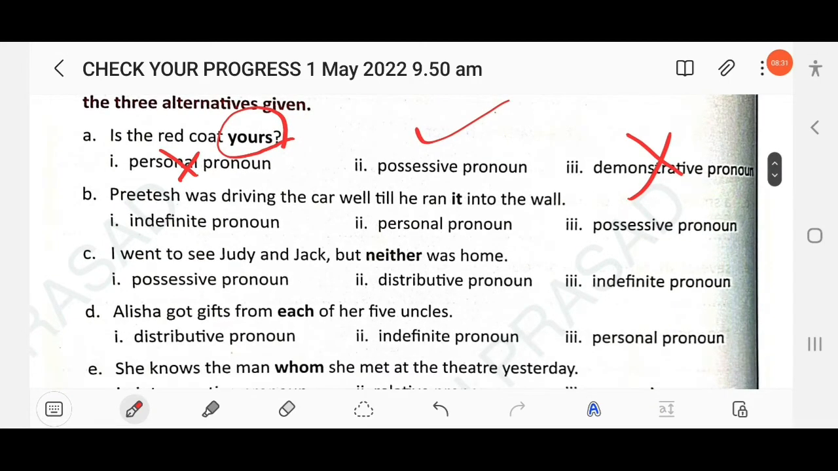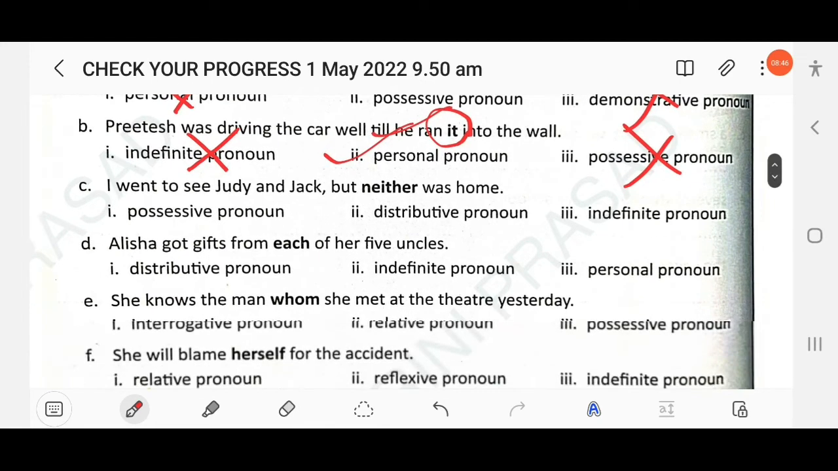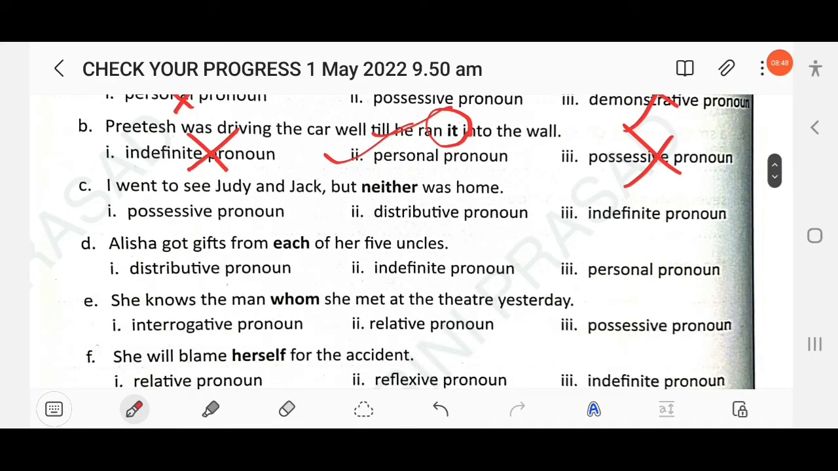Then next, Pritish was driving the car well till he ran it into the wall. So here it, this is a personal pronoun. So here you have to cross indefinite and possessive, tick on personal pronoun. Second one. Then next, I went to see Judy and Jack, but neither was home. Neither here, you have to put a cross on possessive and indefinite.